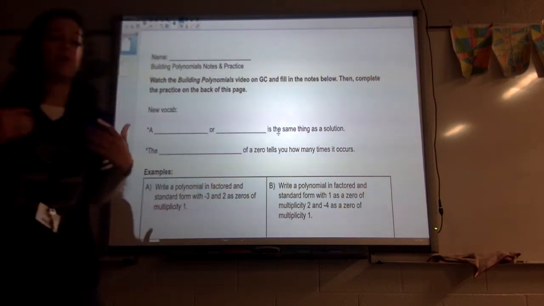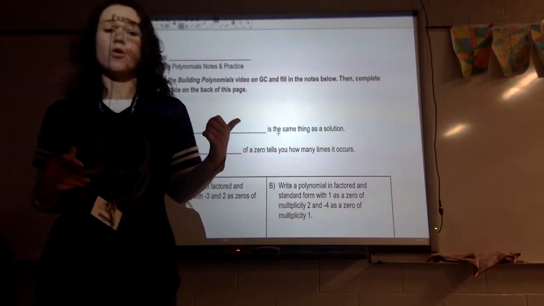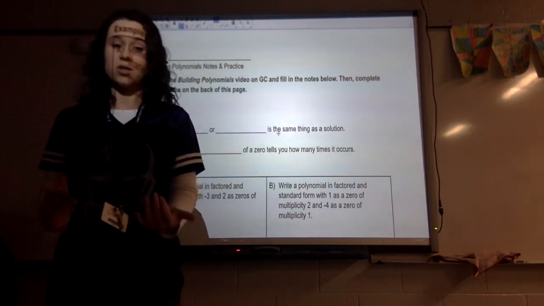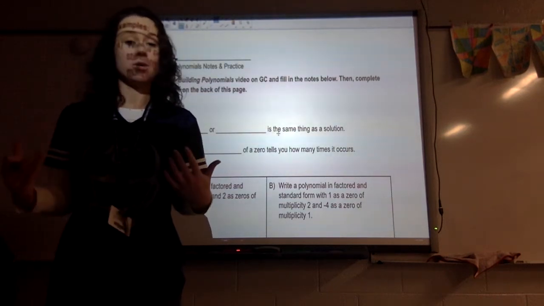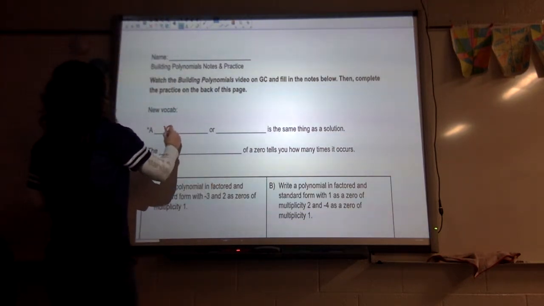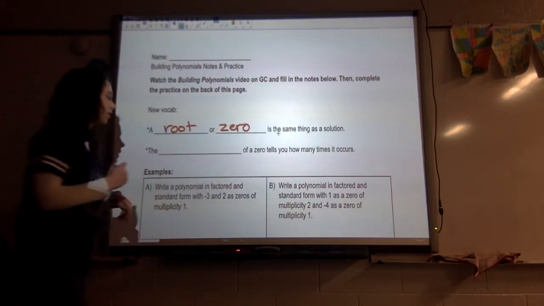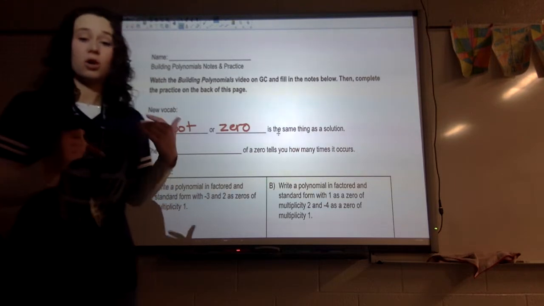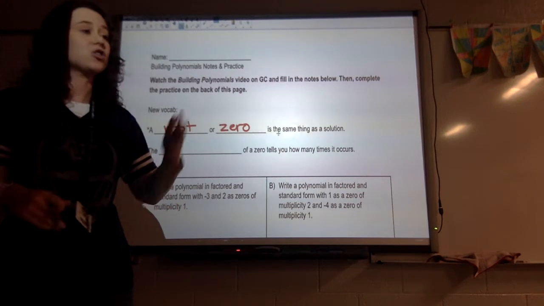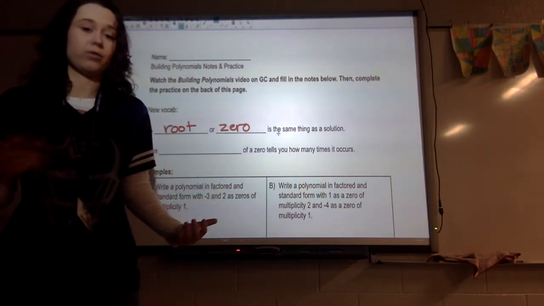So just a couple of vocab terms you need. We looked a lot a unit or two ago at solving, and we said you were finding the solution when you told me what x was. There's a couple other words that you're going to hear me use other than solution, and that is root or zero. When you hear me use those two words, root or zero, that is exactly the same thing as a solution. So if I ask you to solve an equation, instead of saying find the solution, I might say find the root or find the zero.